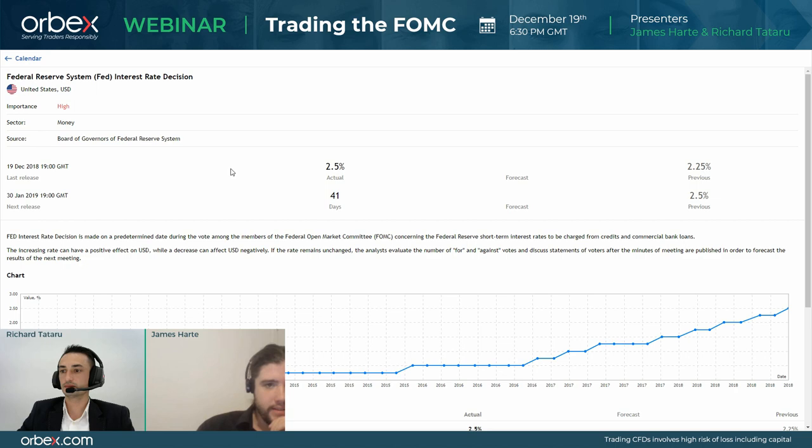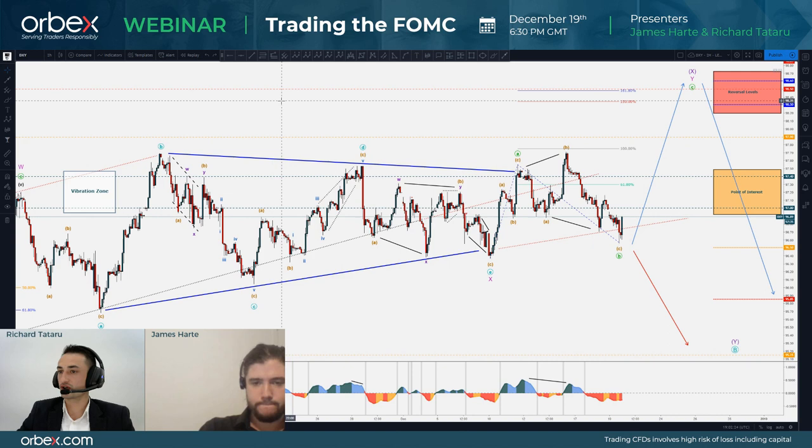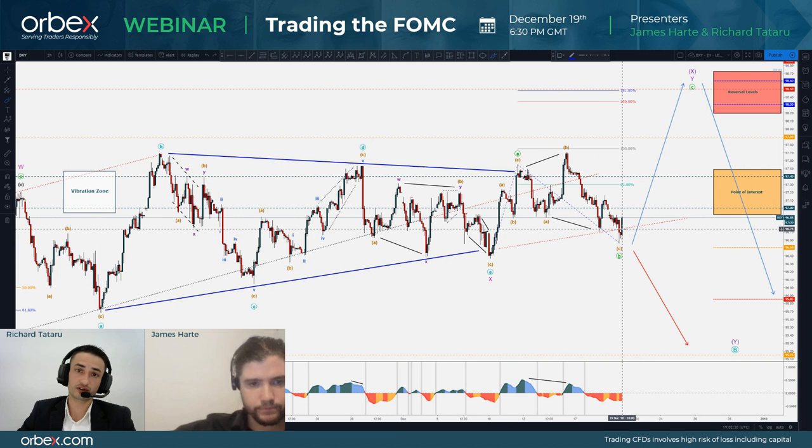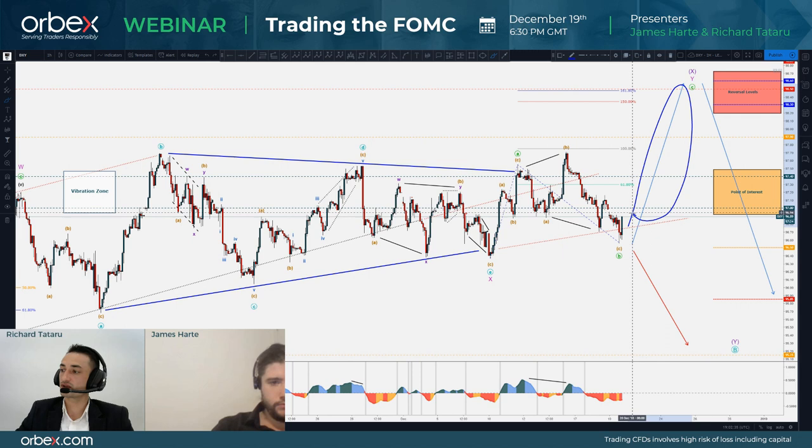Well, we'll have to take a look at the charts for that, right? Obviously, on the smaller time frame, this is a 2-hour chart on the dollar index. This piece right here does seem like a potential possibility. I mean, the chances for this just increased a little bit, right?